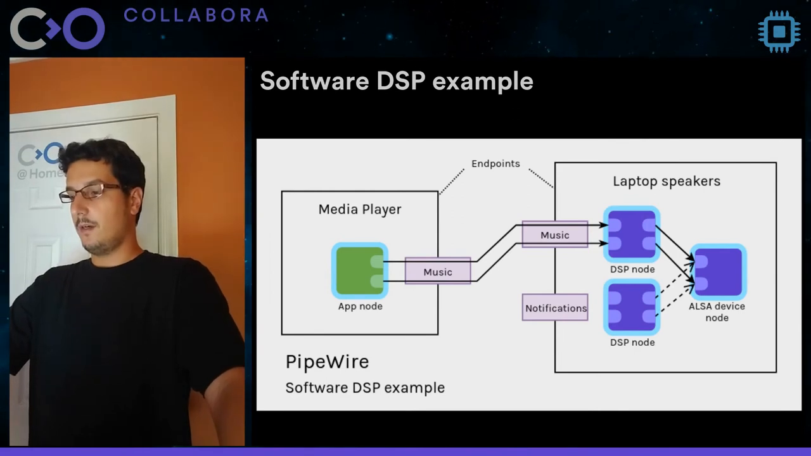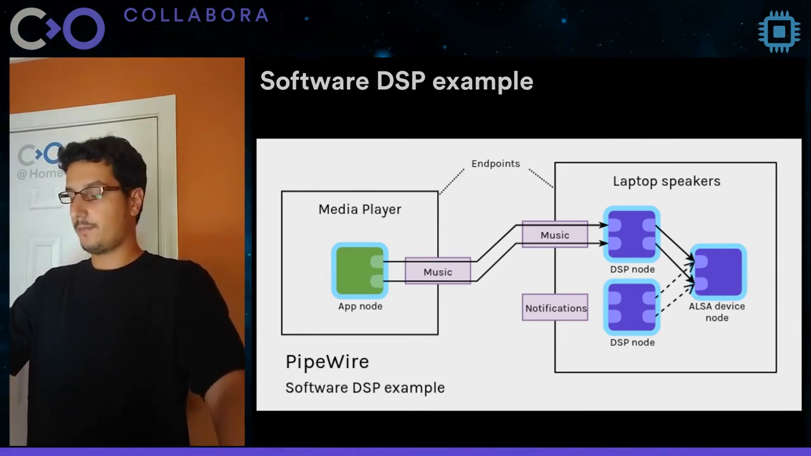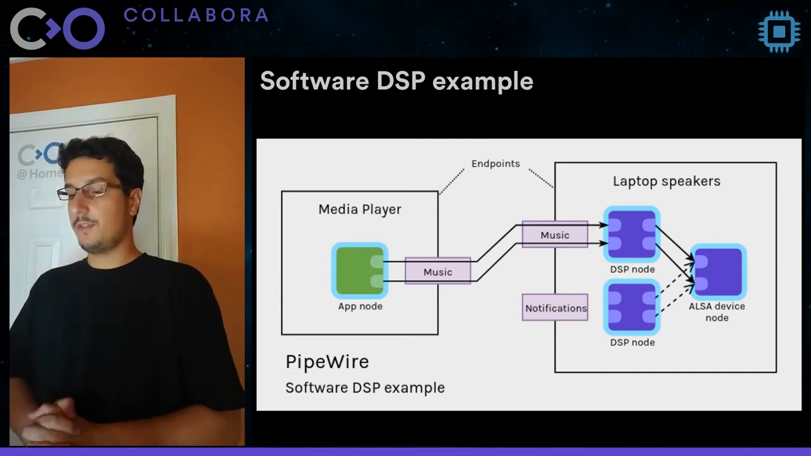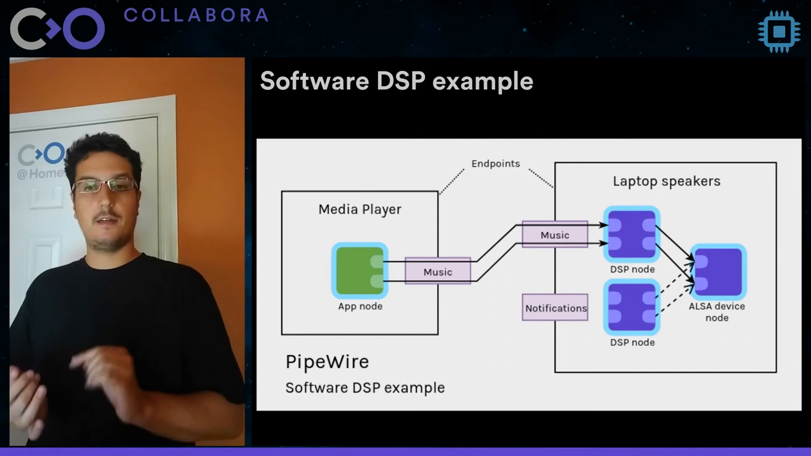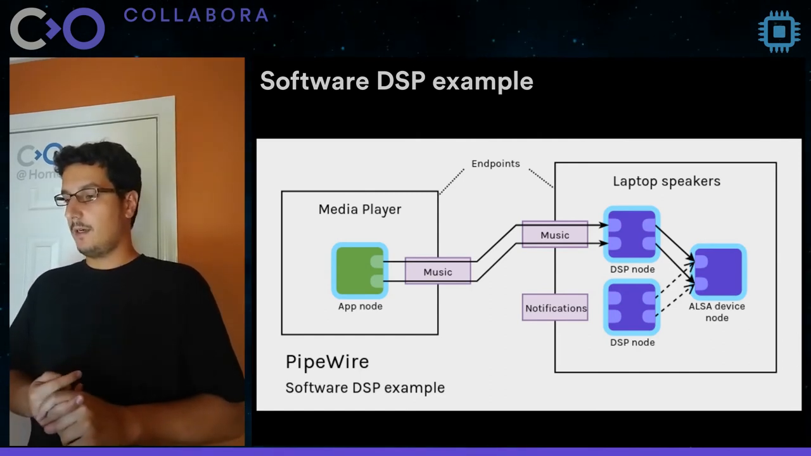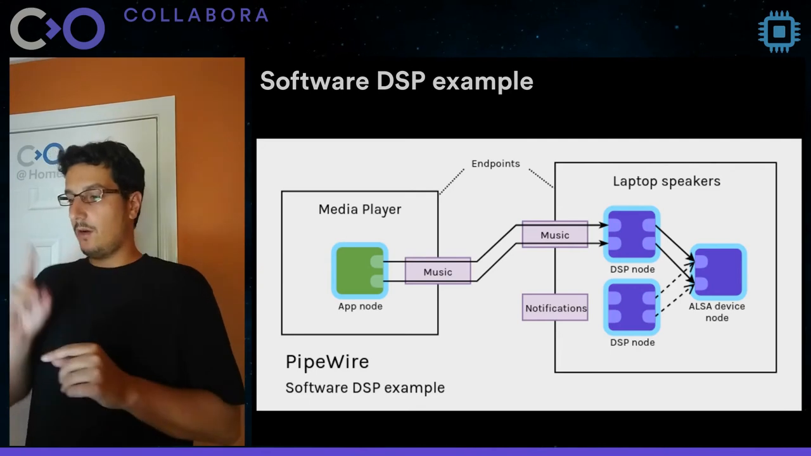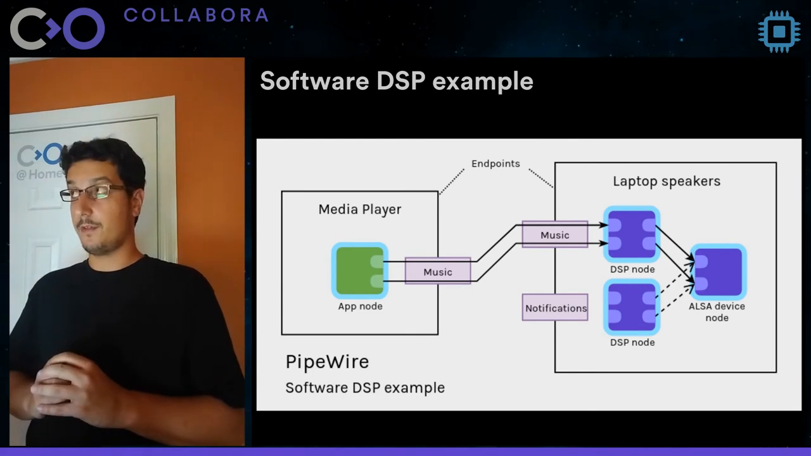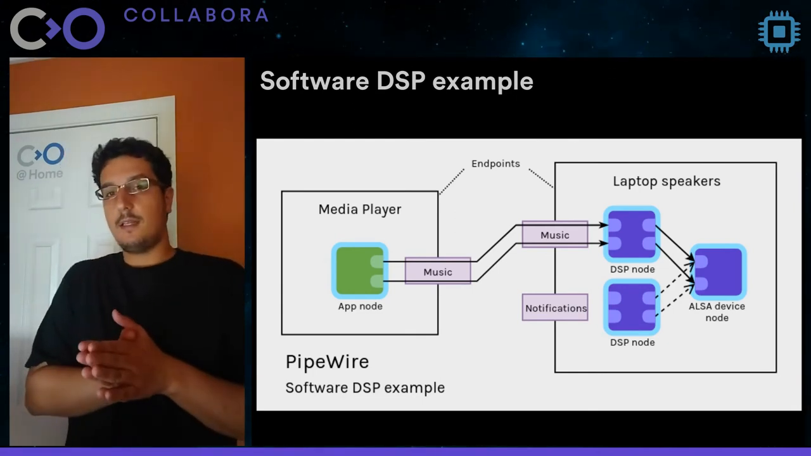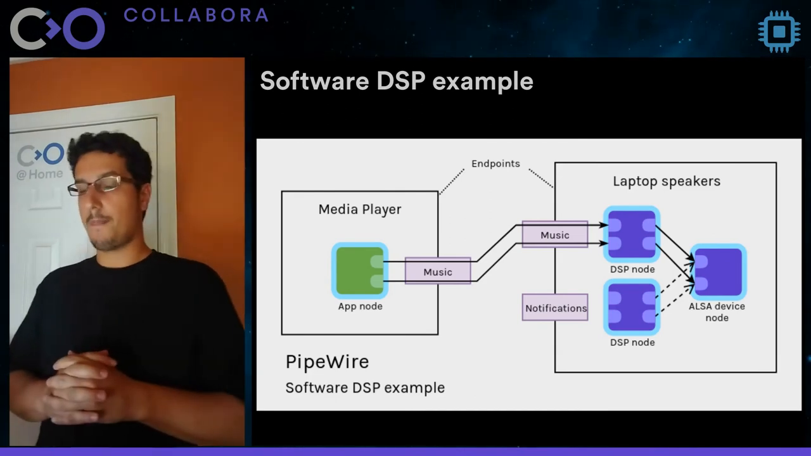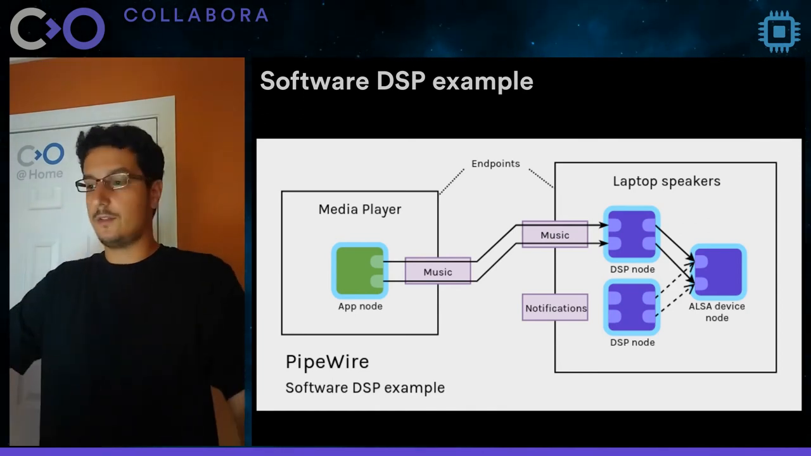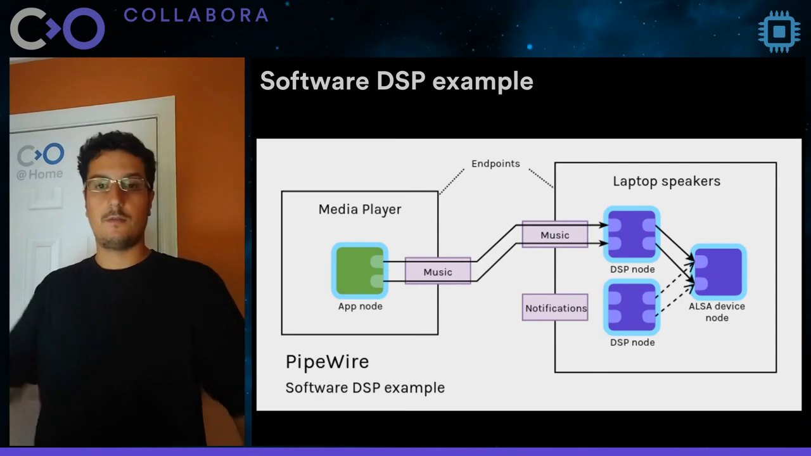This is, for example, when running WirePlumber in a laptop. In a laptop, we use the same audio device for both music and notification. So the endpoint basically wraps the same node and adds two conversions for different volume controls, one for music, one for notifications. And the media player basically always uses the music stream from that endpoint, whereas, for example, the desktop manager could use the notification endpoint to notify the user when a new email comes in.